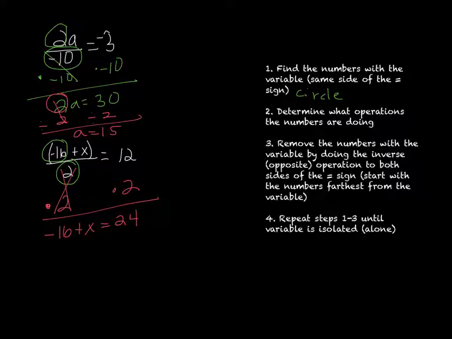Okay, then we have to go back up to step 1. We're going to find our numbers with the variable. It's negative 16. What operations is it doing? Well, it's subtracting. Don't get confused because there's a plus sign behind it. The plus sign is just saying that the X is positive in this case. So we're going to add 16 to do the inverse. Left with X equals 38. Those would be your answers.